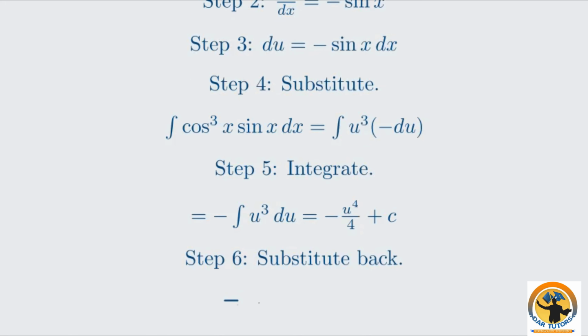Substituting back u equals cosine x, our final answer is negative 1/4 cosine to the power of 4 of x plus c. This example highlights the importance of recognizing derivative pairs within the integral. With practice, you'll become adept at spotting the right substitution.